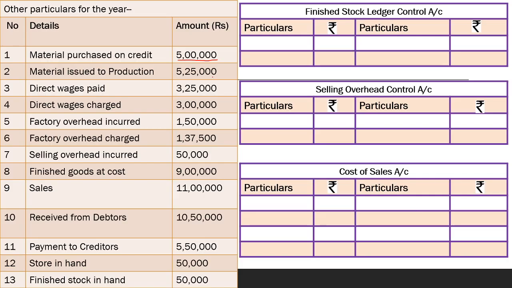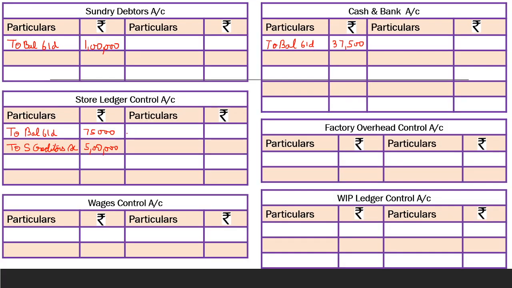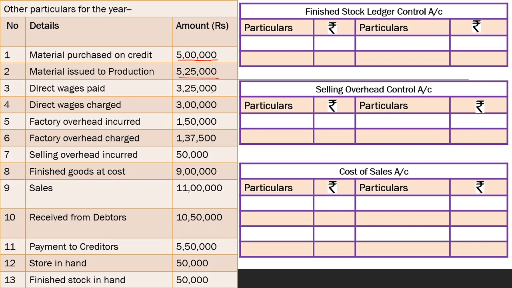Our next transaction is material issued to production. Now when the material is issued to the production, then in place of production we write WIP ledger control account. So on store ledger control account, when the material is transferred to production department, on credit side we write by WIP ledger control account, and we transfer material costing rupees 5,25,000, and in WIP account on debit side we write to store ledger control account and the amount is 5,25,000. Our next transaction is direct wages paid costing rupees 3,25,000.